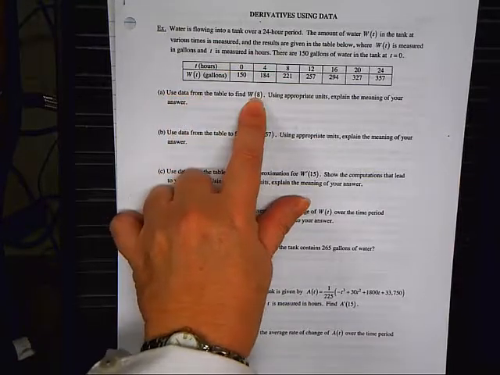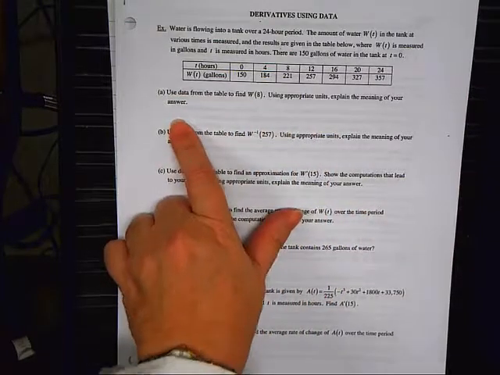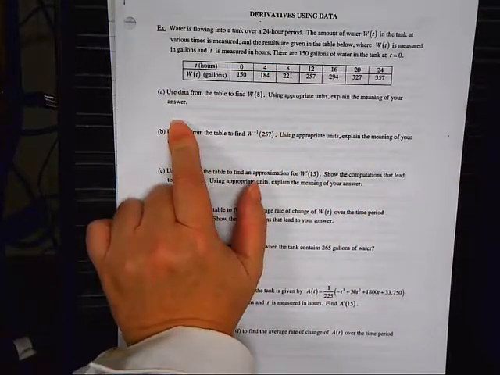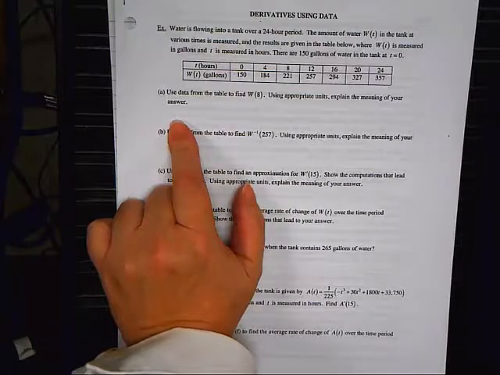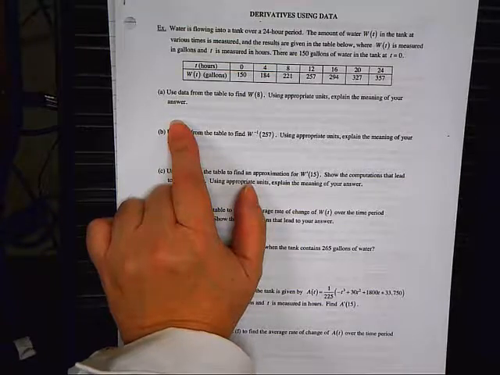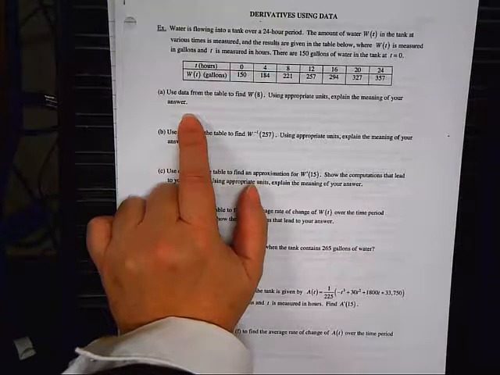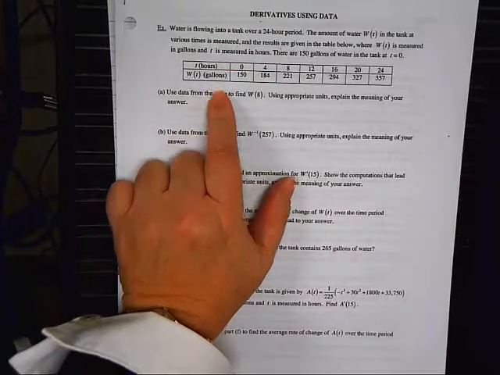Use the data to find W of 8. Using appropriate units, explain the meaning of your answer. We are going to focus quite a bit this semester on notation because some of you are very, very lax on how you write stuff down. In college, professors are very picky, so we need to get picky in this class as far as how you note things because they will take points off on the AP test if you don't do it properly.